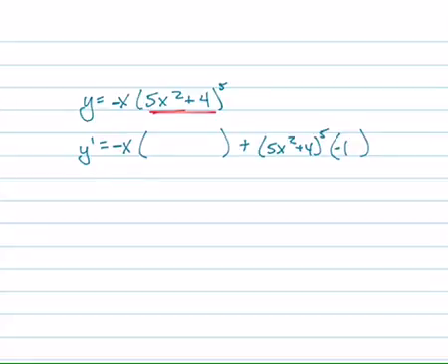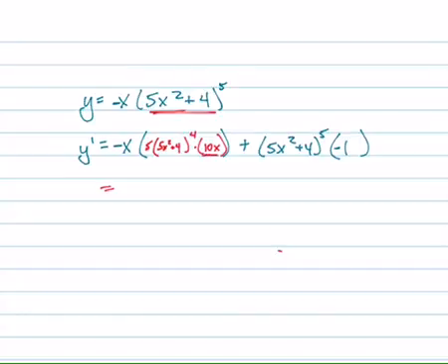So the derivative of that second piece of that function is going to be, I've got to take the derivative of the outer function, leaving the inner function unchanged, 5x squared plus 4. So there's the derivative of the outer function times the derivative of the inner function, which is just 10x. All right, now we're just going to clean up this whole mess.